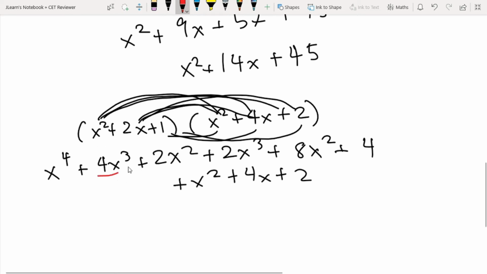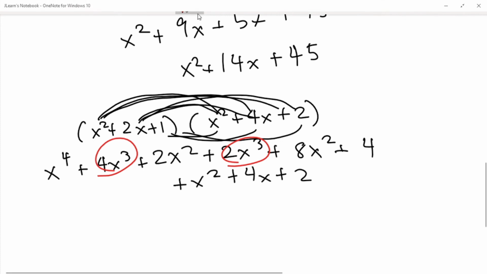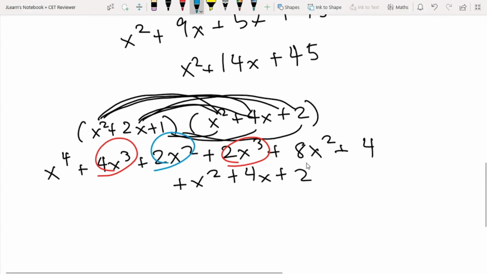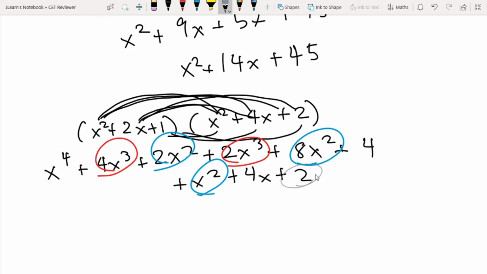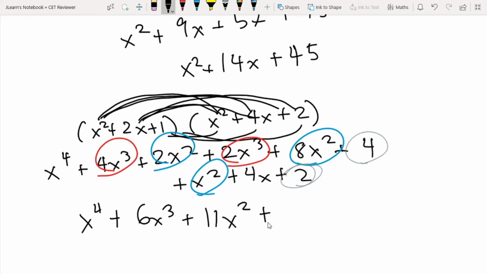Now we combine similar terms. So you have x cubed here, 2x cubed and 4x cubed. And then you have the x squared terms, so 2x squared, 8x squared, and x squared. And then you have the x terms, and then you have the constants, so 2 and 4. Okay, so we combine all of these to be x to the fourth plus 6x cubed plus 11x squared plus 4x plus 6.